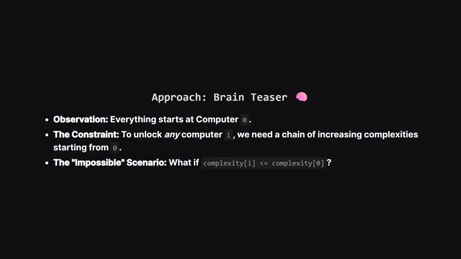Instead of simulating every possible path, let's think about what makes a path impossible. Remember, computer 0 is our only starting point. It has some complexity value. To unlock the next machine, that machine needs a higher complexity. And the one after that needs an even higher one, or at least one higher than the root. But what happens if there is a computer in the list, let's say at index i, that has a complexity smaller or equal to computer 0?